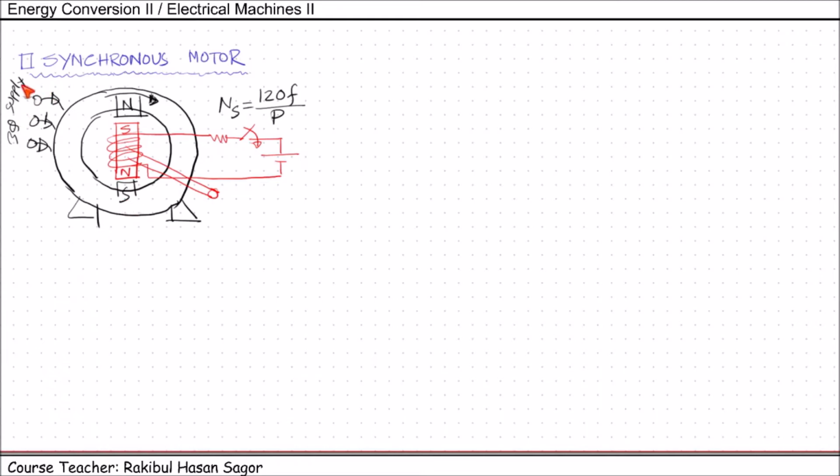When we'll provide three-phase supply, there will be creation of rotating magnetic field. In the rotor side, by giving an external supply, we'll provide a DC supply, where the DC current will be flowing in this direction, and providing this DC supply is called excitation.